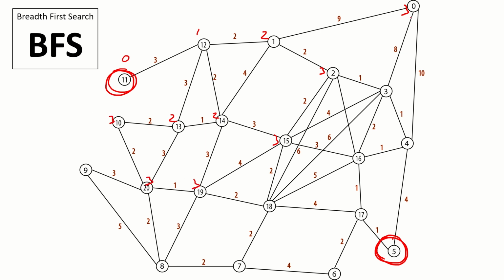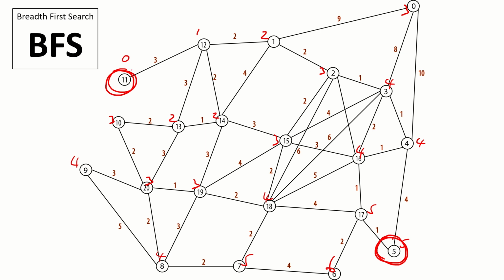We go around again. Everything connected to those is 4 steps away. So 4, 4, 4, 4, 4, and 4. I think I've got all of them. And then everything 5 steps away is this one, this one, this one, and that's it. So this one here would be 6 steps away. And so the shortest number of hops to get to node number 5 is 4 hops.